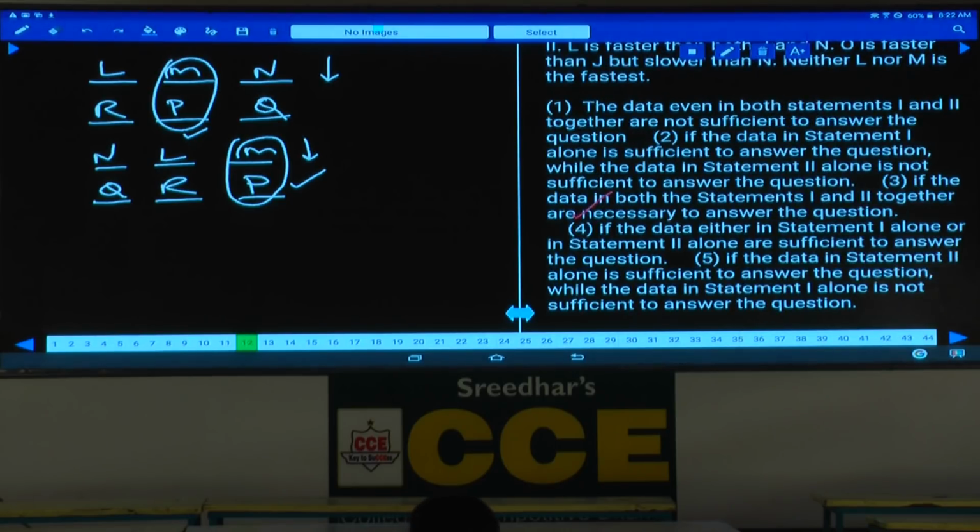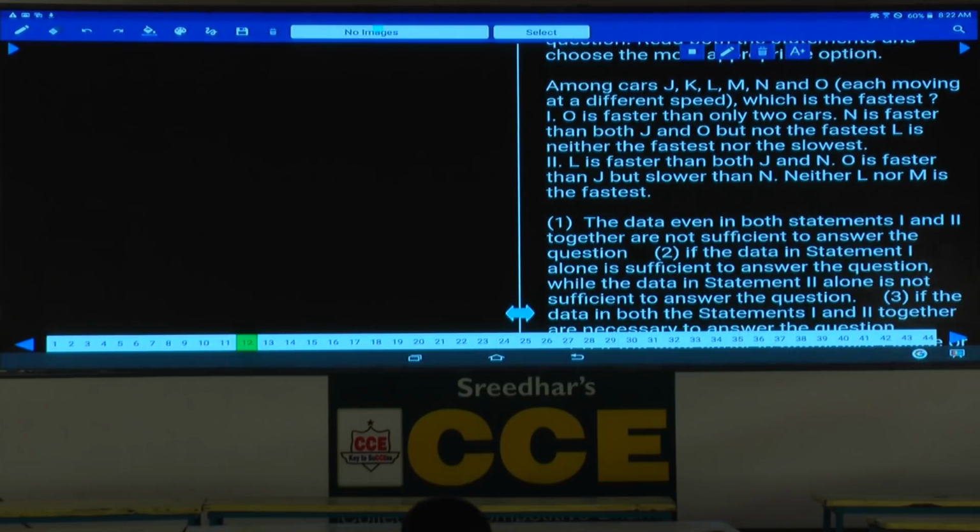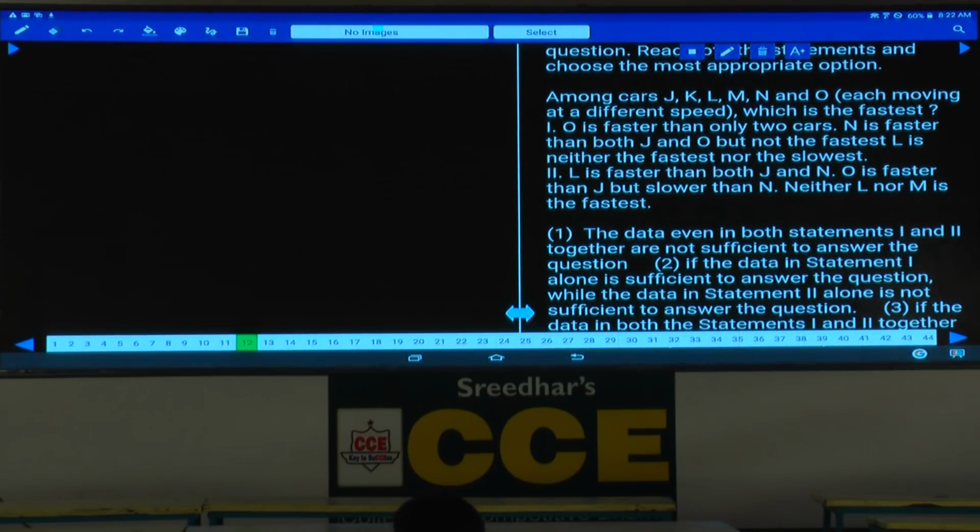Question number 11, choice 3. Then the 12th one: among cars J, K, L, M, N and O, how many cars are there? In total we have 6 cars, J, K, L, M, N and O, each moving at a different speed. Which is the fastest? Now the question is about the fastest car.